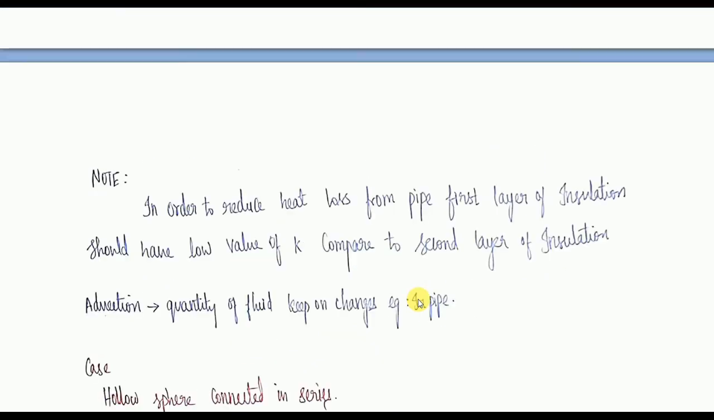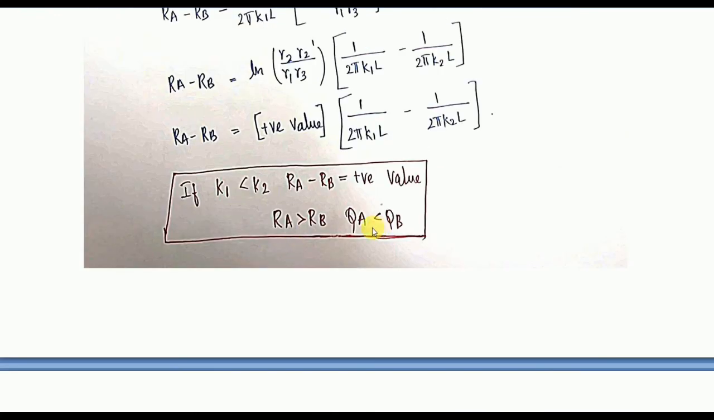And you can see these things. In order to reduce heat loss from the pipe, the first layer of insulation should have a low value of K compared to the second layer of insulation. You can see what happened. You need to reduce the heat loss. You do not want the heat to go out. Then there will be two layers of insulation, and you make the first layer of insulation a very low K value. Very low K value means Q will also be low. Then high K value means Q will be high. From the first layer itself, you have made sure that you are not allowing more heat to pass through the surface. Next, the second layer.